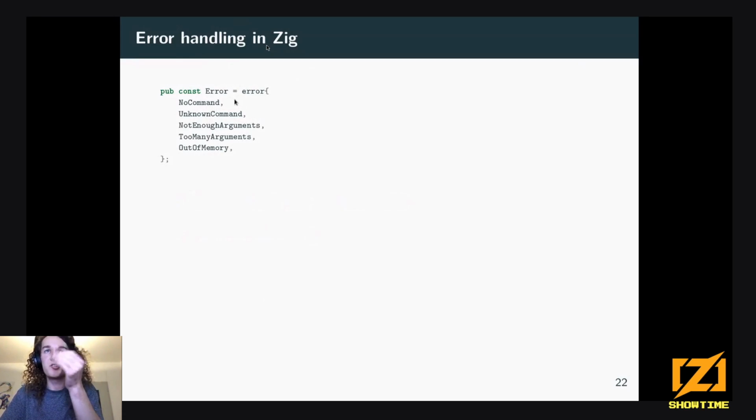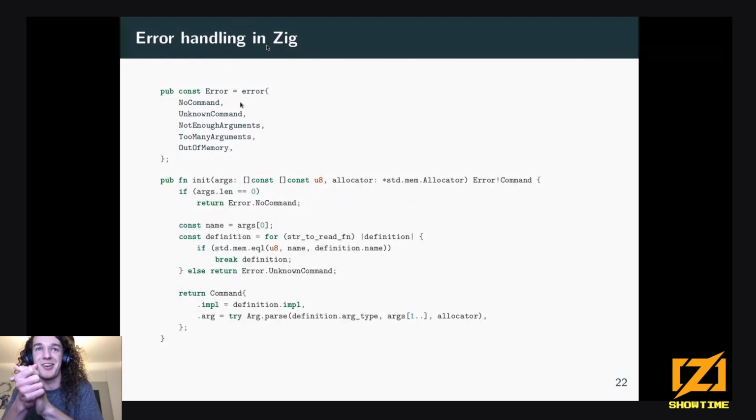So we're parsing a command that could be run in our compositor. We could receive not a command, something that's not a command, or an unknown command, or not enough arguments were given, or too many arguments, or we failed to allocate and ran out of memory. So let's look at some usage. I'm sorry, there's a lot of code here, but I think it will demonstrate the control flow of Zig with regard to errors. So here we receive an args list, which is just a slice of slices. So you can think of this as a pointer to a two-dimensional array of sorts.